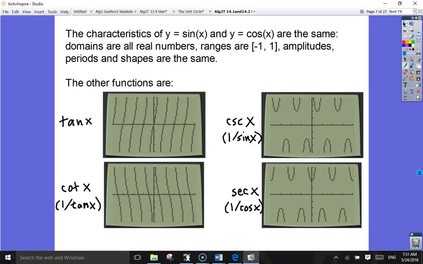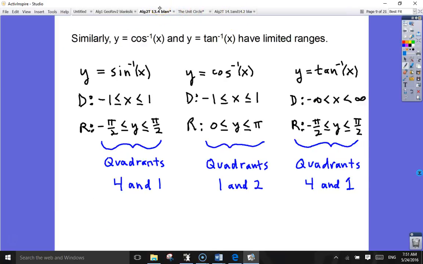So between these three, sine, cosine, and tangent, we have to understand that when you do sine inverse, it's only going to give you answers in quadrants 4 and 1. That's between negative pi over 2 and pi over 2, or negative 90 and 90. The cosine is actually between 0 and pi, which is quadrants 1 and 2. And the tangent is in 4 and 1. These two are the same, and the cosine is a little different. So we always have to keep that in mind when using these functions.